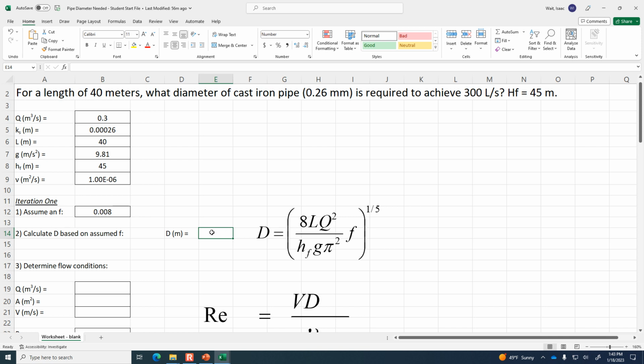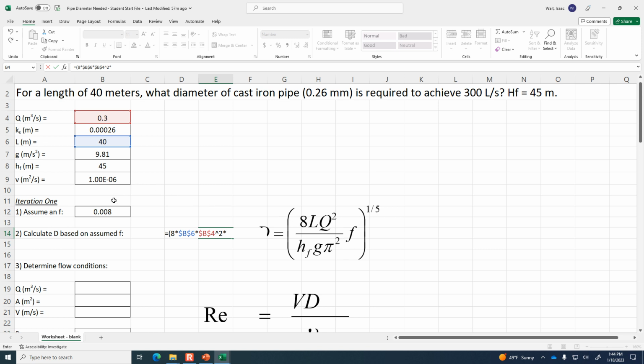So we're going to use this formula now to estimate what diameter is needed for this guess value of F. I'm putting in a parenthesis here, first of all, 8 times the length. So I'm going to click on the cell that has the length in it, and I'll anchor the reference, times the flow rate, B4, anchor that reference, and I need to square the flow rate, divided by, well actually I'm also multiplying by the F value. So let me do that before I begin my dividing.